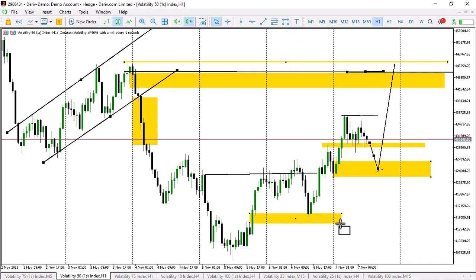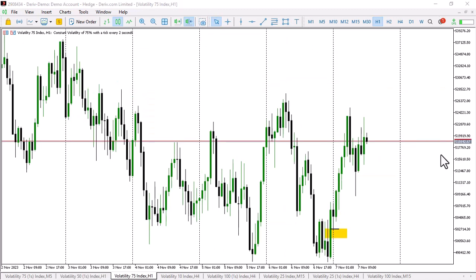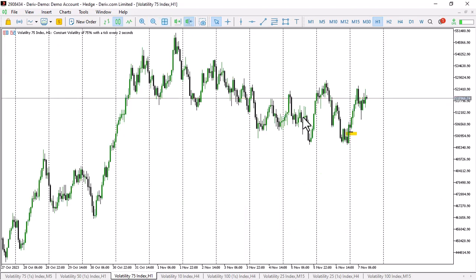Before we go any further, let me just show you this. Right, if you look at this particular chart, this is the V75 index, and if you look closely, you see something that I'm seeing here. You see price was in a downtrend from these past days, right? In a downtrend, going down.